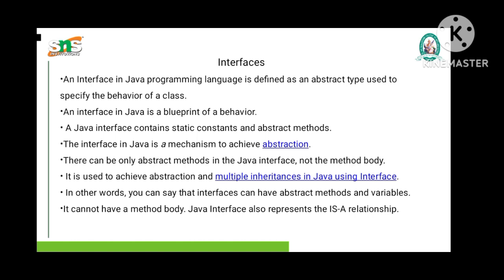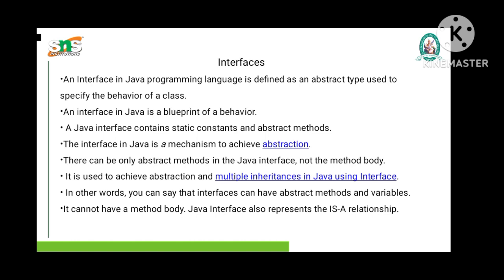What are interfaces in Java? The interface in Java is a mechanism that is used to achieve abstraction. There can be only abstract methods in a Java interface, not the method body. It is used to achieve abstraction and multiple inheritance in Java. In other words, interfaces can have abstract methods and variables. It cannot have a method body. A Java interface also represents an IS-A relationship.